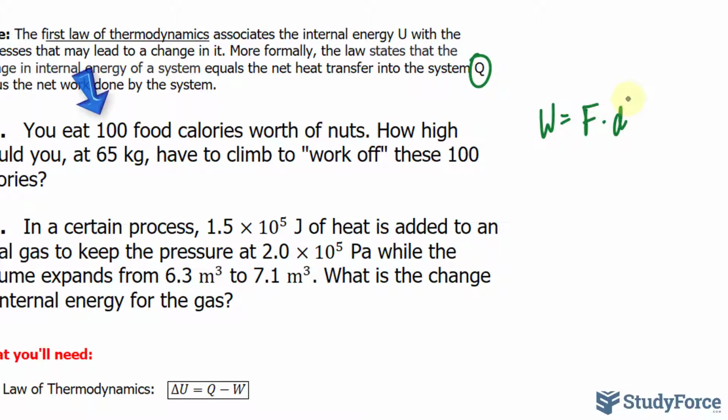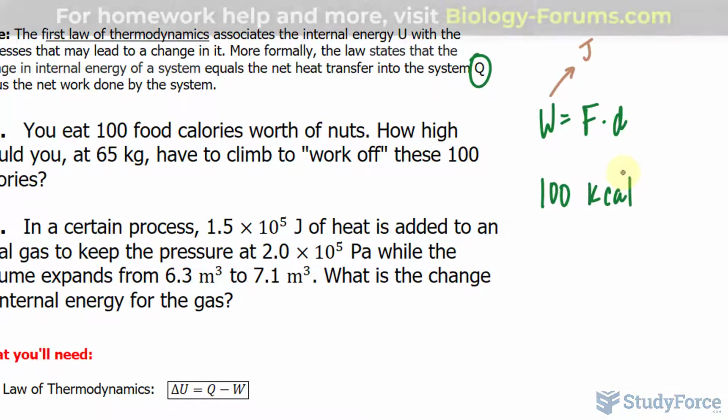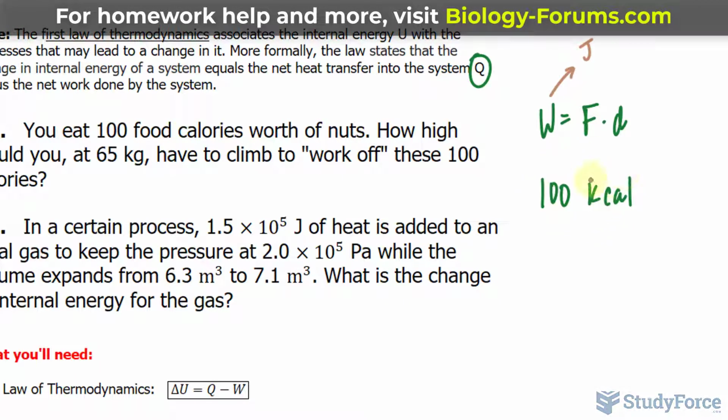And over here we're being told that 100 food calories worth of nuts have entered your thermodynamic system. 100 food calories is the same thing as 100 kilocalories, represented as kcal. We need to find out how much work is required to get the equivalent of this amount of energy. Now, when you calculate work normally, you find out what it is in joules, although there are other units that you can use for energy, calories being another one. But normally we use joules. So what I will do is convert 100 kilocalories into joules.